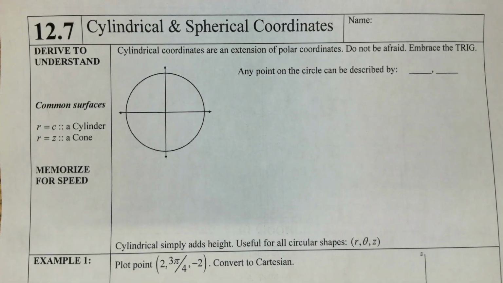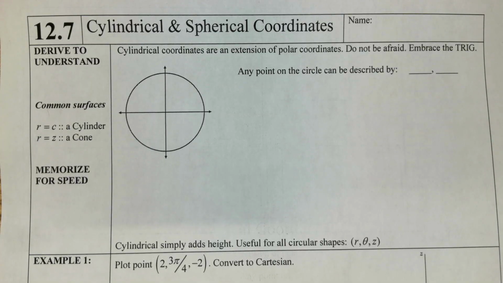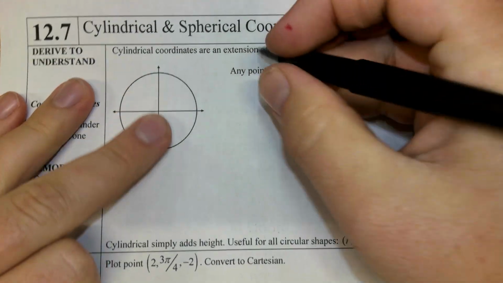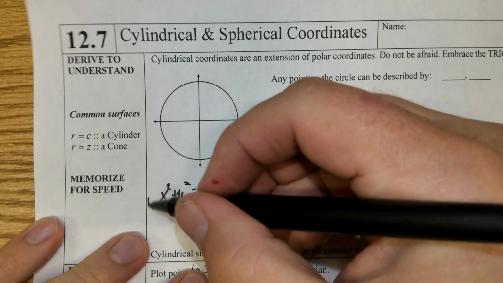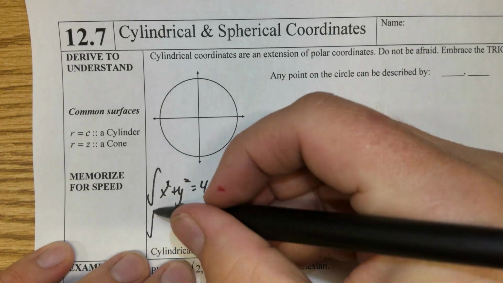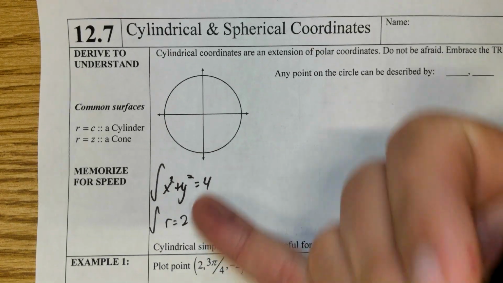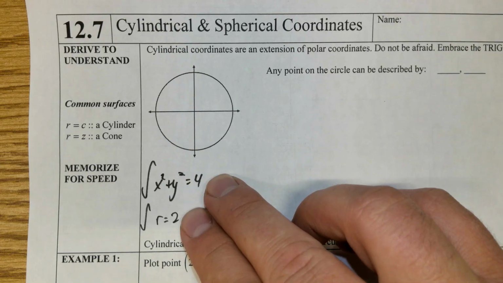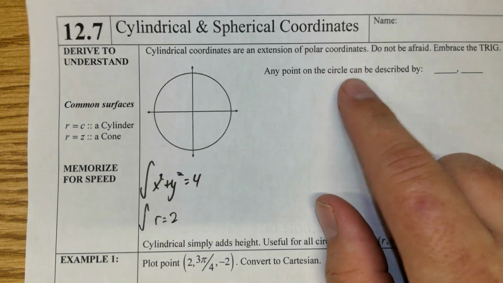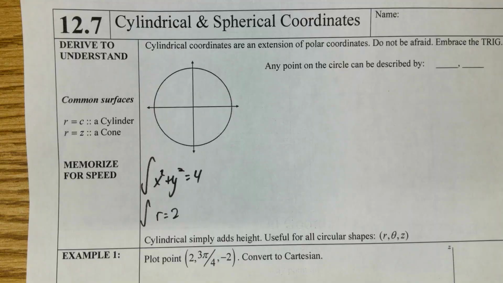Here I am on 12.7 trying to figure out these new coordinate systems. They're useful for different types of shapes, and it just helps us integrate things easier. Like, would I rather integrate x squared plus y squared equals 4, or would I rather integrate something that just says r equals 2? One of these is significantly easier, and I know both of these are written improper, but it's the idea behind it: hey, if I'm integrating something that's circular, I want to use cylindrical coordinates.